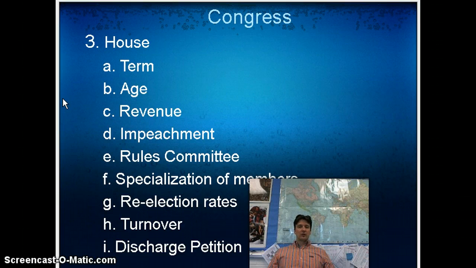In the House, they have a Rules Committee. They don't have this in the Senate, and that's why we're bringing it up.